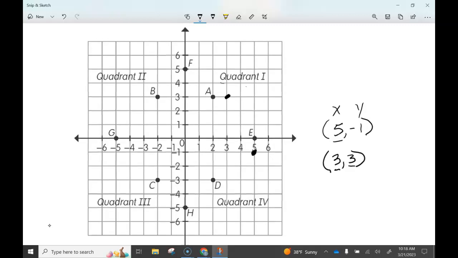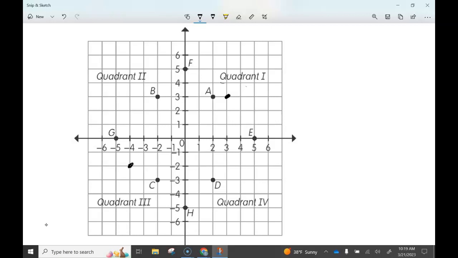Now let's say, for example, I have negative numbers, (-4, -2). I look at my first number. That's how far to the left or right I go on my x-axis, so that's -4. I go to my -4, and then I go down 2, and I would plot my point just like this on my coordinate grid. You can see with that point, I end up in quadrant 3.